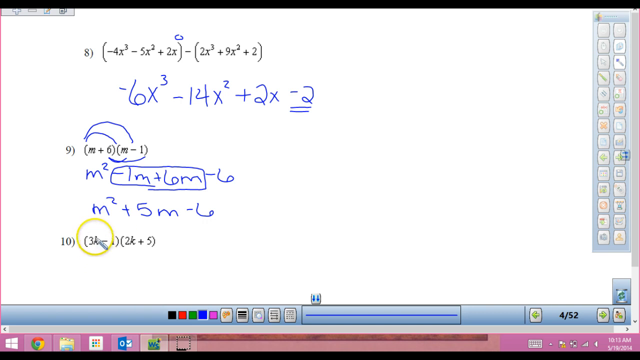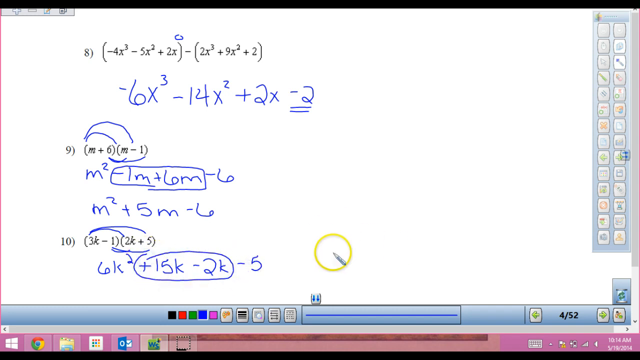Number 10, 3k times 2k gives us 6k squared. 3k times 5 gives us plus 15k. Negative 1 times 2k is minus 2k. And negative 1 times 5 gives us minus 5. Combine those middle terms. 6k squared plus 13k minus 5 is going to be our answer.